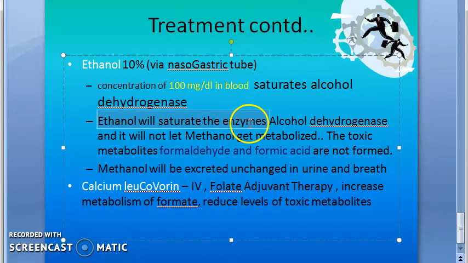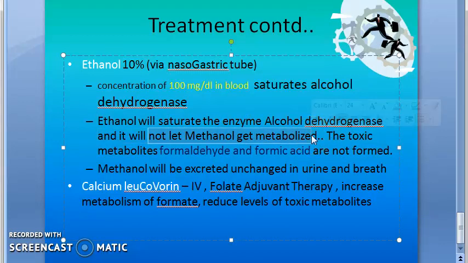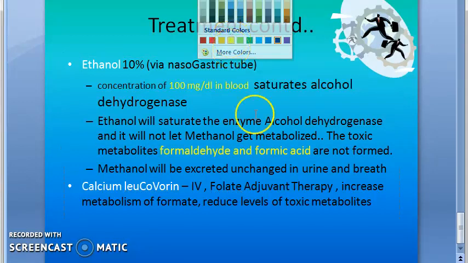Now, ethanol will saturate the enzyme alcohol dehydrogenase, and it will not let methanol get metabolized. So methanol cannot get metabolized because it is not getting the enzyme. The enzyme is not ready to pick up methanol. So the toxic metabolites like formaldehyde and formic acid are not going to be formed further. Further formation will be stopped here.